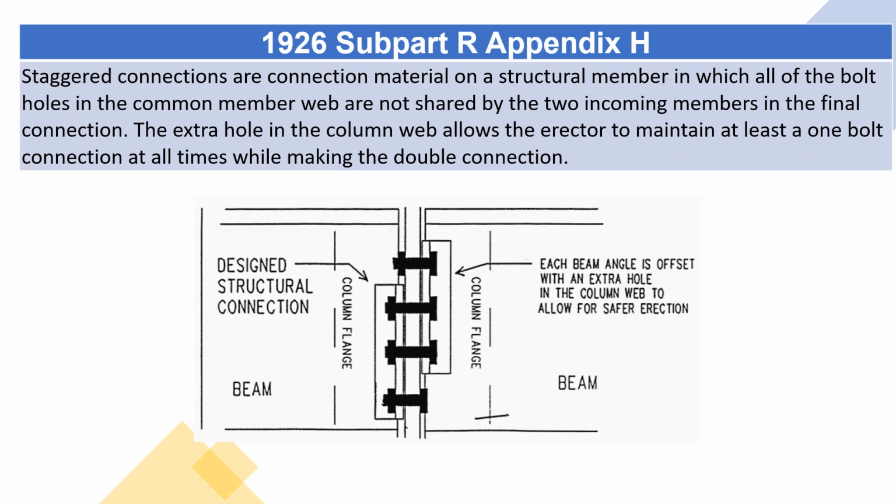Staggered connections are connection material on a structural member in which all of the bolt holes in the common member web are not shared by the two incoming members in the final connection. The extra hole in the column web allows the erector to maintain at least a one-bolt connection at all times while making the double connection.